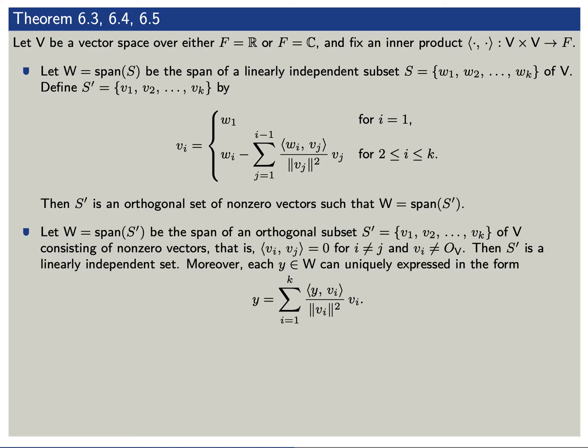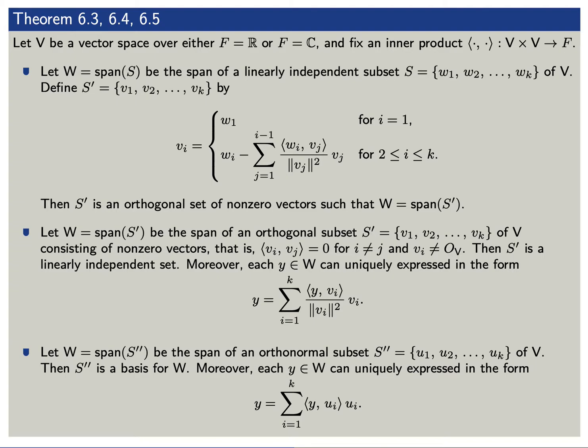Second, say that W is the span of S prime, some orthogonal set consisting of non-zero vectors. That is, the inner product of vi and vj is 0 as a scalar for i different from j, and each vi is not the 0 vector. Then S prime is a linearly independent set, and moreover, every vector y in the span of S prime can be expressed as a linear combination that you see here on your screen. The whole point here is that orthogonal sets are nice enough so that not only do we know that we have a linear combination in terms of the set S prime, but we can write an explicit formula for the scalars, ai.